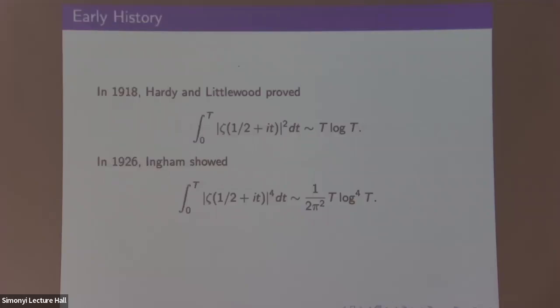Some progress that we've made towards it is in the form of moments. A lot of my talk will be about moments of the zeta function and other types of L functions. Going back to ancient history, Hardy and Littlewood found an asymptotic for the second moment back in 1918, of size t log t. And then not too much after that, Ingham got an asymptotic for the fourth moment, which is of size t log to the fourth of t.